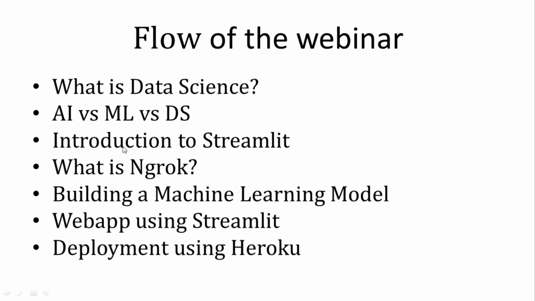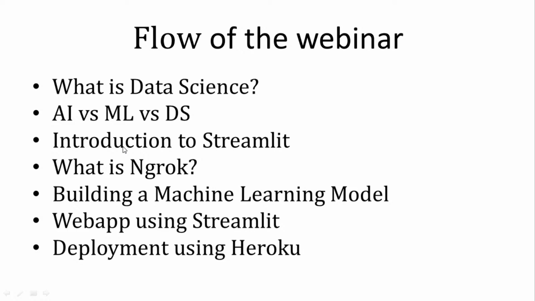After that, we will build a simple machine learning model with the help of the simplest data set, the iris flower data set. And then I will show you how we can build a web app using Streamlit. Finally, we will deploy it using Heroku. All right, so there you go. So stay tight, and hopefully you will have a wonderful journey in learning all of these things.